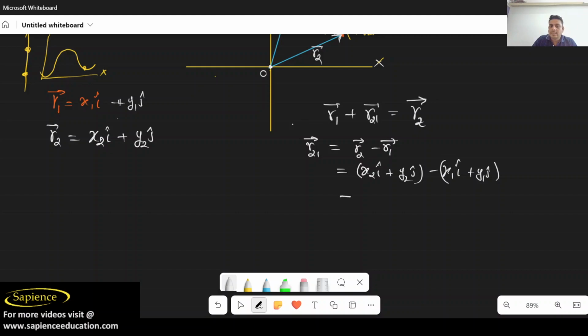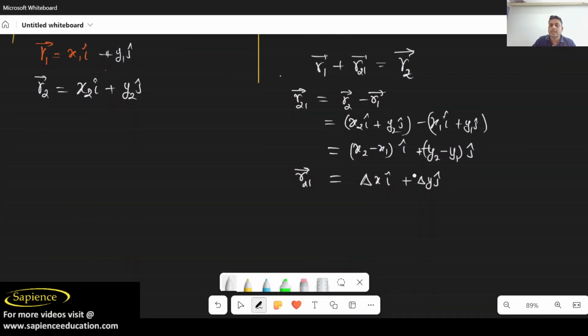Now can I write here x2 minus x1 i cap is common, plus y2 minus y1 j cap. So from here we can write del x i cap plus del y j cap, and that is equal to R21. So we have got del x and del y.